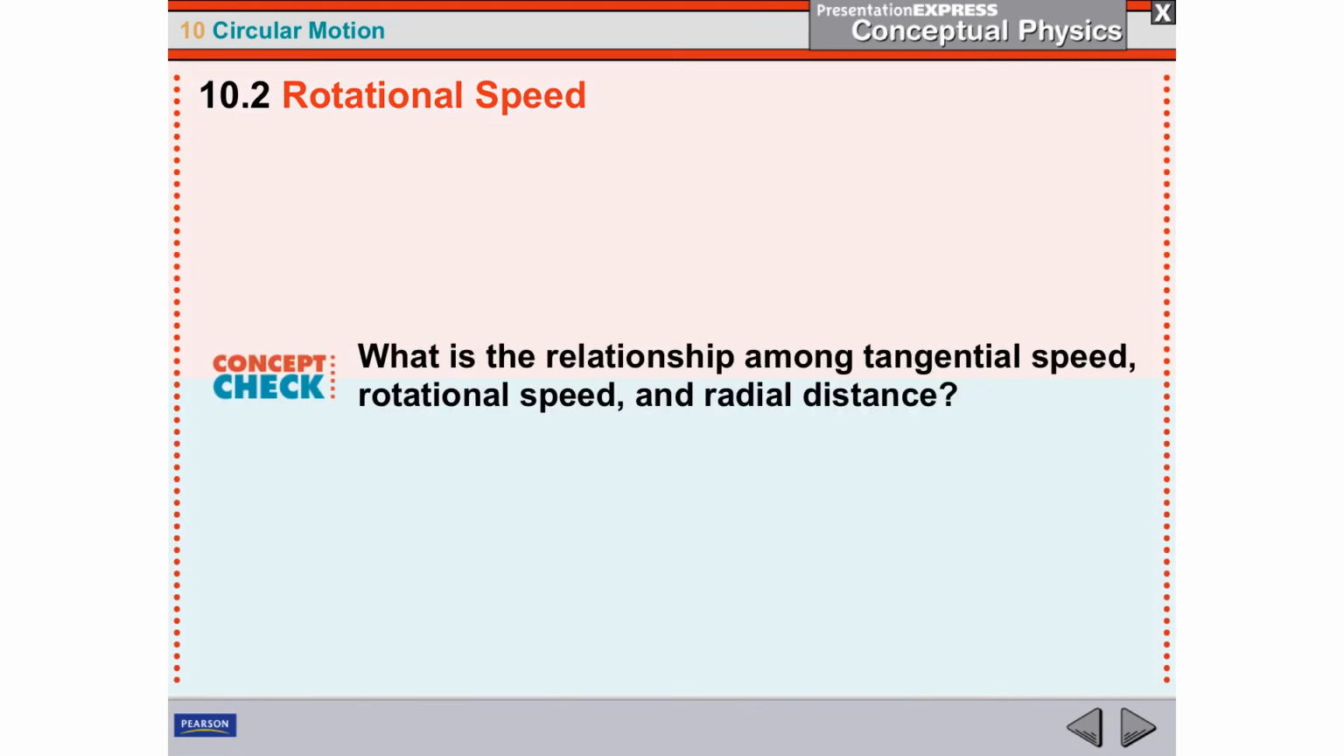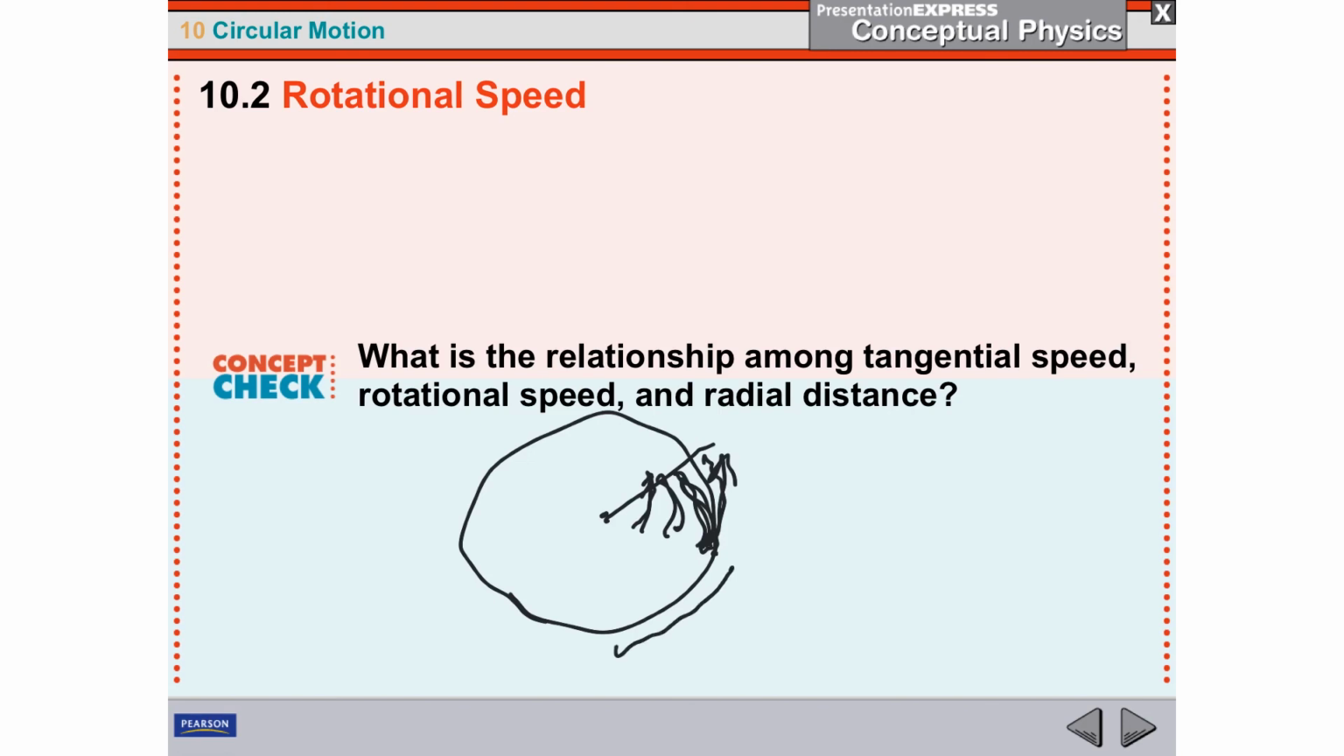So, final question. What is the relationship among tangential speed, rotational speed, and radial distance? We've already seen that if you have a circle, a disc, your tangential speed is how fast you're going straight at any one instant. Your rotational speed is this idea of an angle being swept out in a certain amount of time. How much is that disc changing its angle in a certain amount of time? That's its rotational speed. Its radial distance is how far it is traveling.